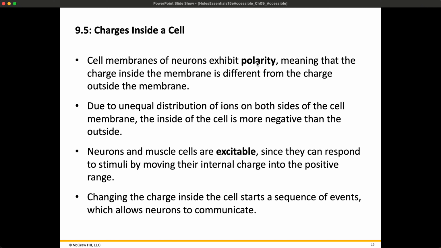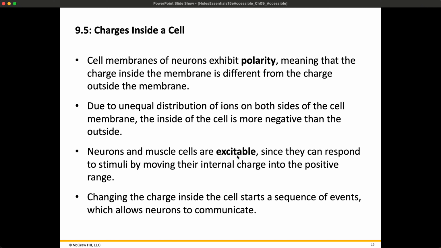And so that's the polarity. Think about the poles on a magnet. You have a north pole and a south pole, a positive and a negative end. That unequal distribution of ions, as well as proteins and things like that, allows the inside of the cell to be more negative than the outside.